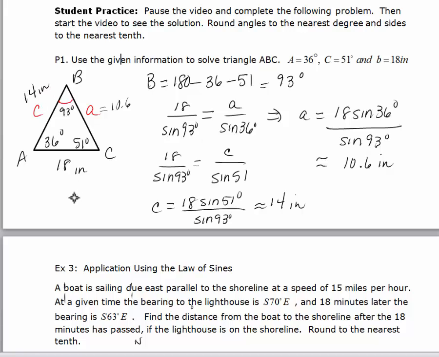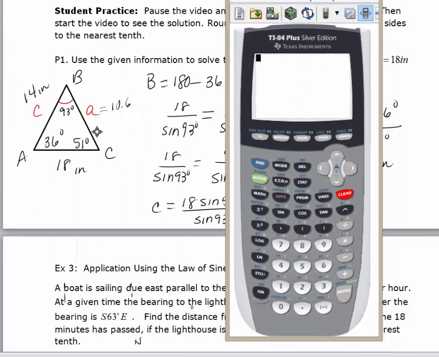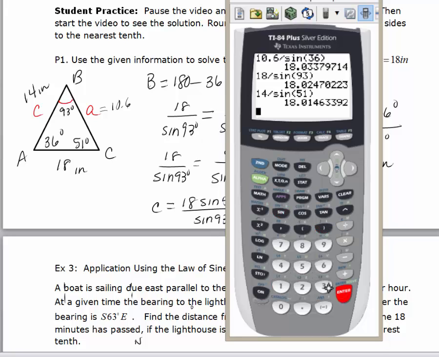And so we could check this in our calculator. Let's open the calculator up and just check our ratios. So let's do the ratio for the A, ratio for B, and ratio for C. 10.6 divided by the sine of 36 degrees equals 18.03 approximately. We'll take B, 18, divided by the sine of 93 degrees. Hit enter, and we get approximately 18. And we'll do C, 14, divided by the sine of 51. And we also get around 18. We're slightly off because we rounded our answers, but again, it's really important to check your work, especially if you have time.